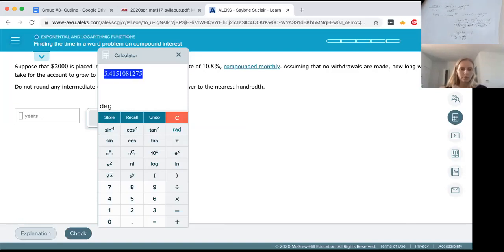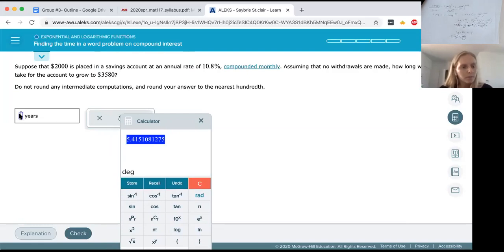So 5.415. And then round it to the nearest hundredth. 5.42. There you go. That should be good. Hopefully.